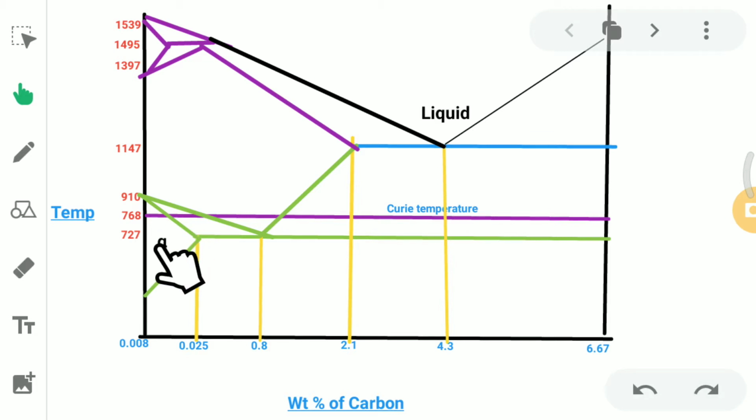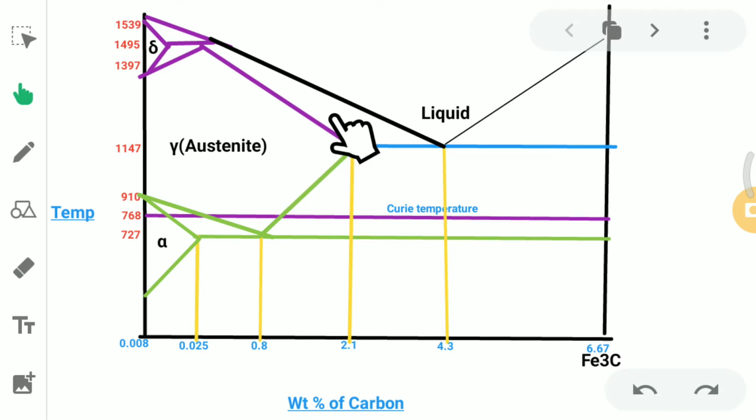Then this is the alpha region, alpha ferrite, and this is austenite, gamma, and this is delta ferrite, and this is austenite. These four phases are important, friends. In between austenite and alpha ferrite, the region between them will be a mix of austenite and ferrite. Like this for all regions: here is a liquid phase and this is an austenite phase.